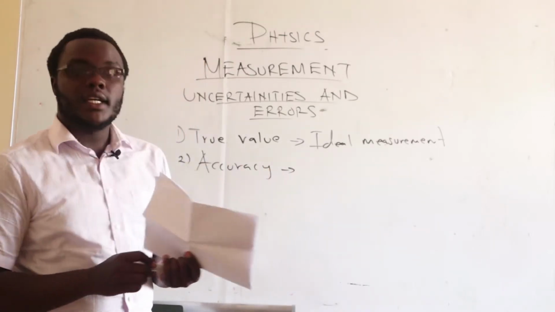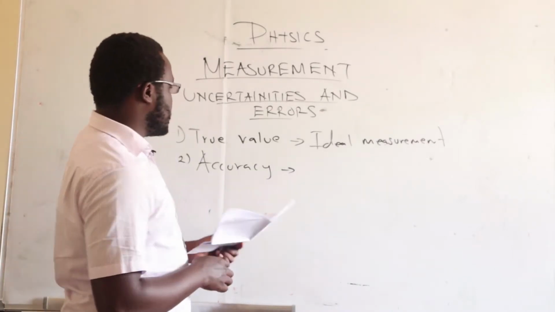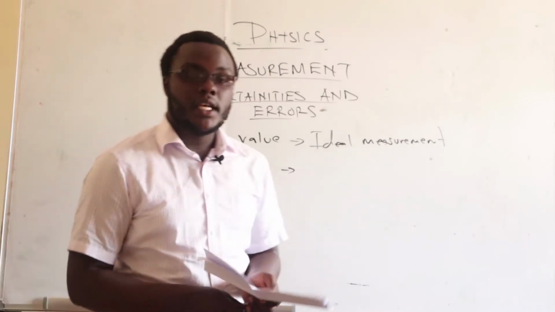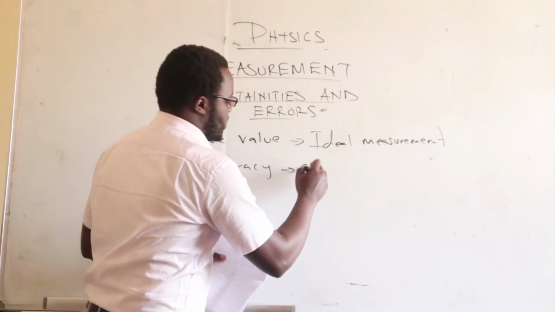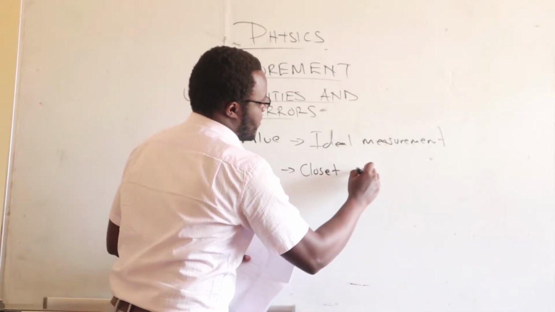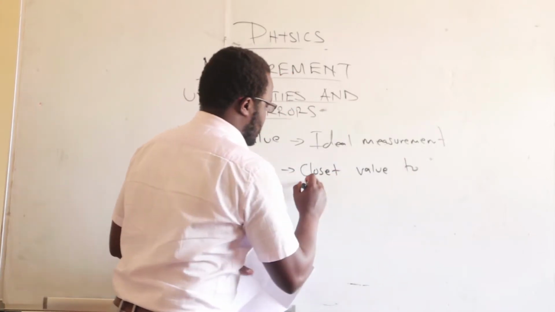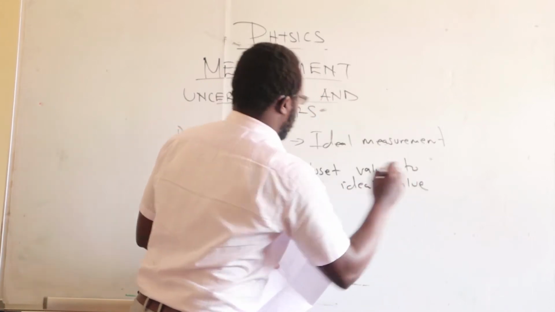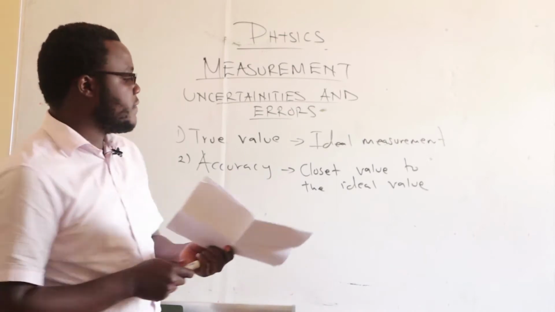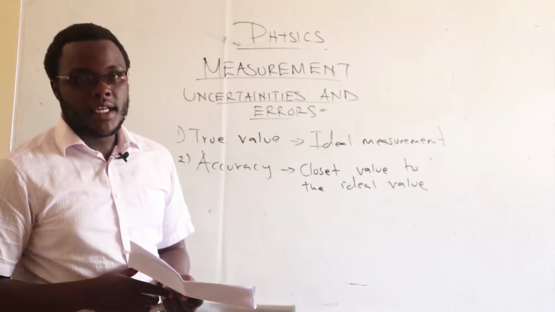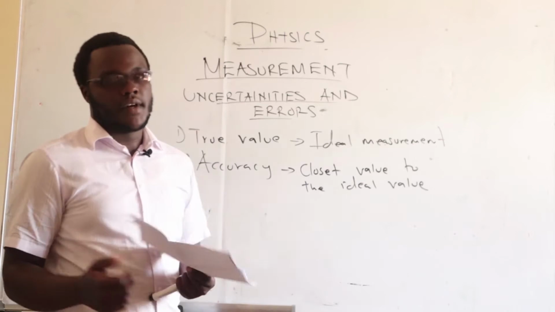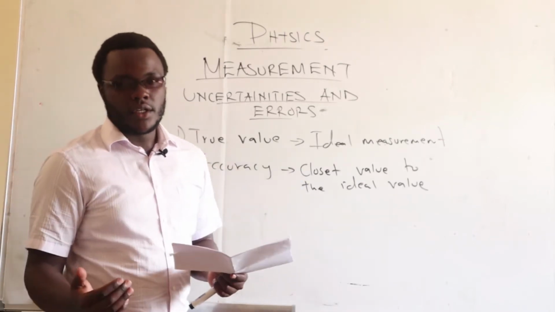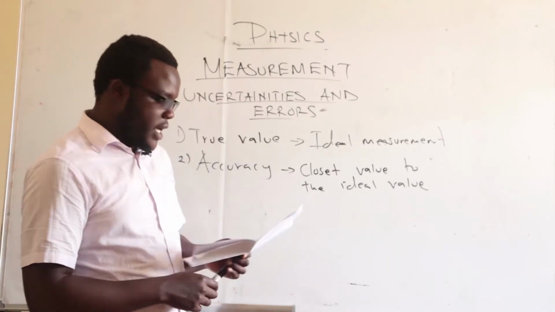And how do we define an accurate measure? Now, an accurate value or measure is the closest value to the ideal value. Meaning that even if we cannot get this fictional value, if I may use the word, we can get a value which is closer to the ideal value, and that value is what we call the accurate value.